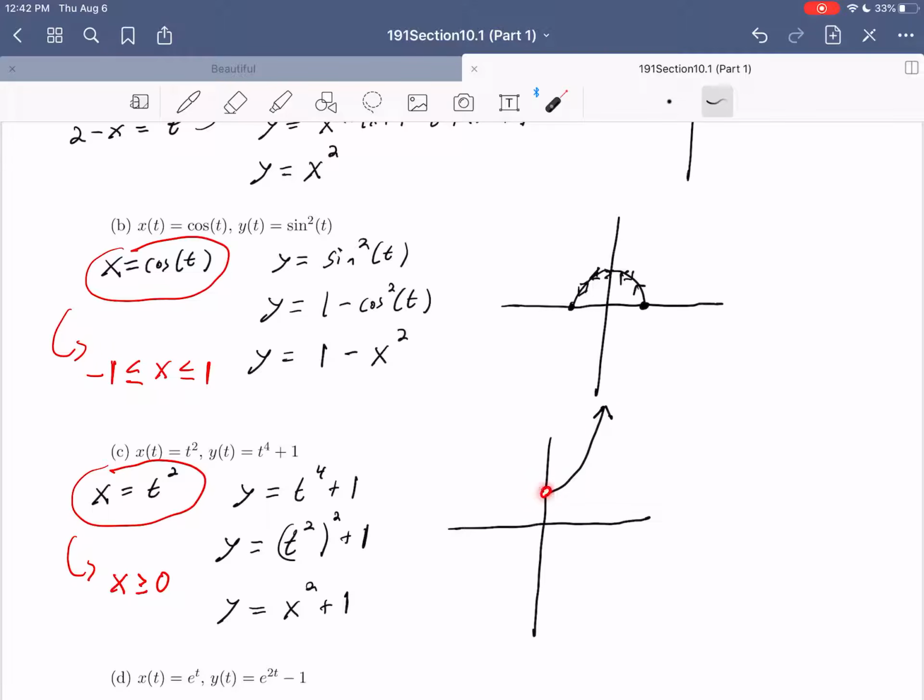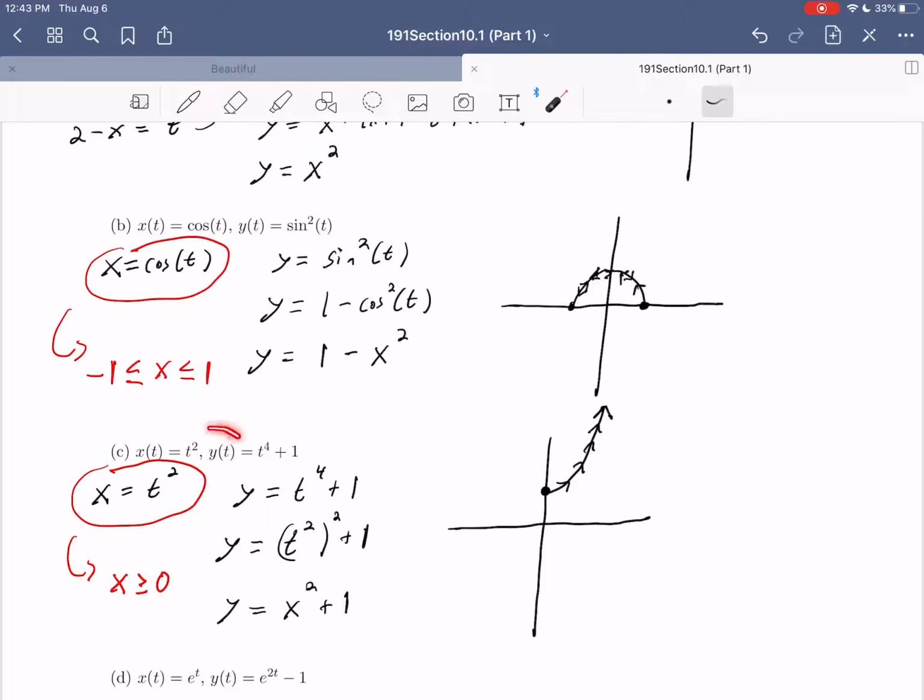Do we actually get this point right here? We do. It would be a closed dot right here because when t is 0, x would be equal to 0, and notice that we said x greater than or equal to 0. So we get this portion here. Now, as t gets larger and larger, x will also get larger and larger, so the arrows are tracing out this way.